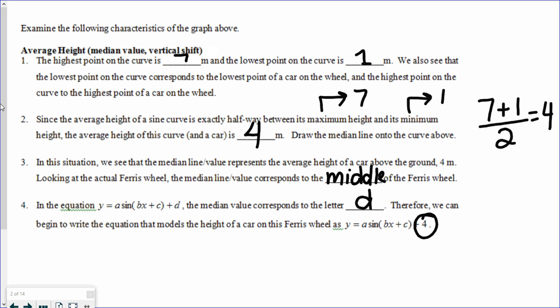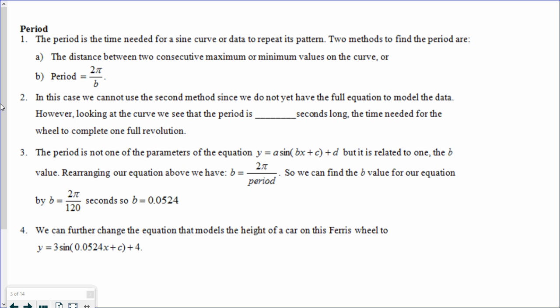So now, again, amplitude is related to our a. So now we've written more of the equation. So we just need to talk about b and c. Now it says period. The period is the time needed for a sine curve or data to repeat its pattern. The 2 methods to find period are the distance between 2 consecutive maximum or minimum values on the curve, or using the equation, which is on your data sheet if I didn't mention that: period is equal to 2 pi divided by b. In this case, though, we can't use that second method since we do not yet have the full equation to model the data.